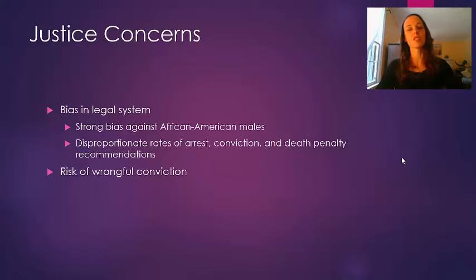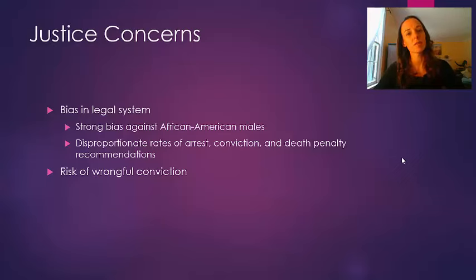There's also a bias against people who do not have resources to pay for their own legal team. And there's another bias against the poor that kind of overlaps with this bias against African American males. So that if you have people who don't have a lot of resources at their disposal to defend themselves, they're relying on the public defender, who sometimes isn't going to do as well as someone who's been explicitly hired by that defendant. So all of this comes together to create very disproportionate rates of arrest, conviction, and death penalty recommendations.